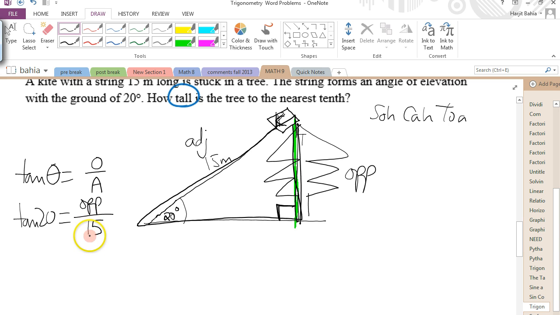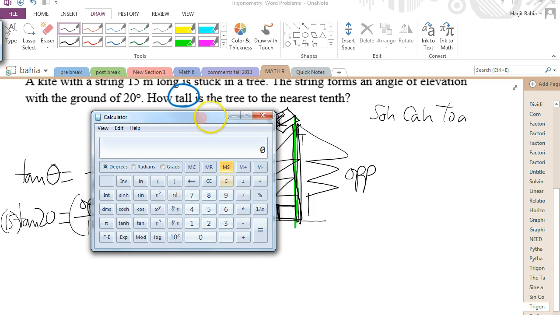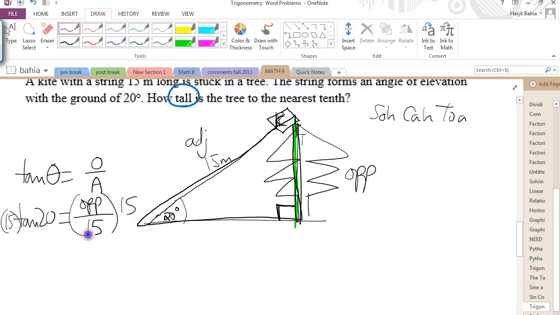Opposite is being divided by 15. How do we get rid of 15? Multiply by 15, because that's the opposite thing to do. 15 times there, 15 times there. So tan 20 times 15. I hope this is not getting cut off on the side, although I'm worried that it is. Let's clear all that away. So the 15s cancel out. We're left with just opposite, and then tan 20 times 15.